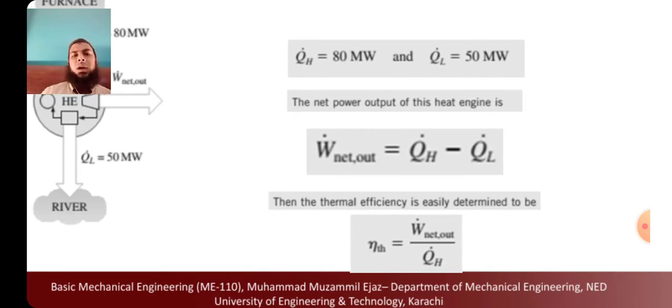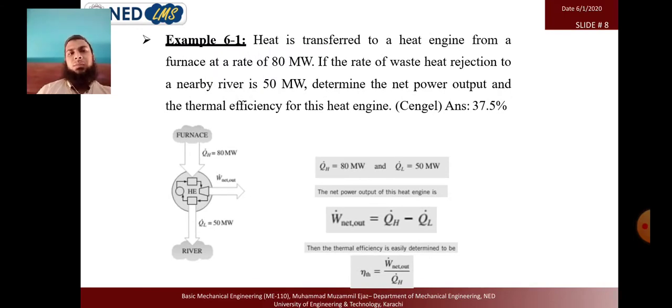So by this we get W net, that is 30 megawatt. To calculate the efficiency, it is simple: the net work output is 30 and QH is 80 megawatt. When we divide 30 by 80, we get the answer 0.375. When we multiply by 100, we get 37.5% thermal efficiency. So we get the answer like this, 37.5. It's a very simple numerical.